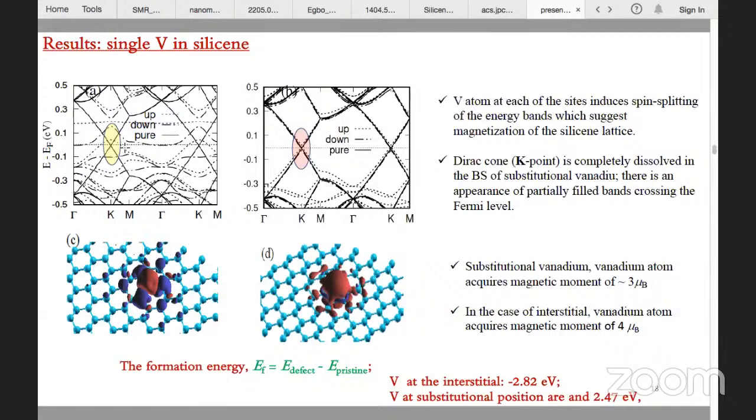If you look at the band structure of the structure containing vanadium, you discover that the Dirac point is completely destroyed, but you have a splitting of the spin. The up and down spins are now separated, and normally in band structure calculations, a separation of the bands is an indication that the material is magnetic. In the case of the interstitial hole position, the Dirac point is preserved.